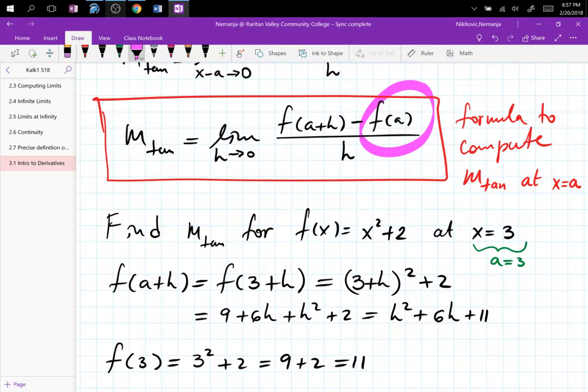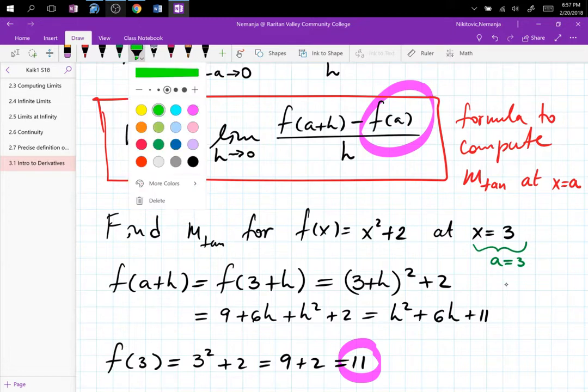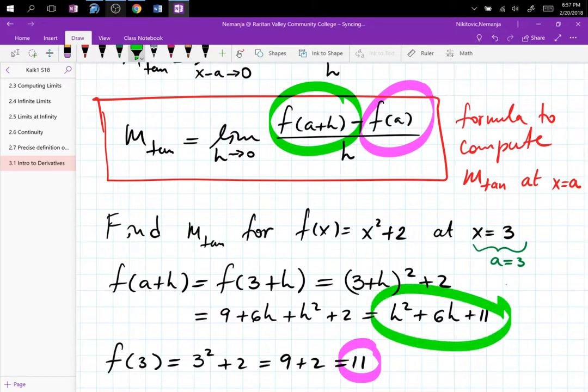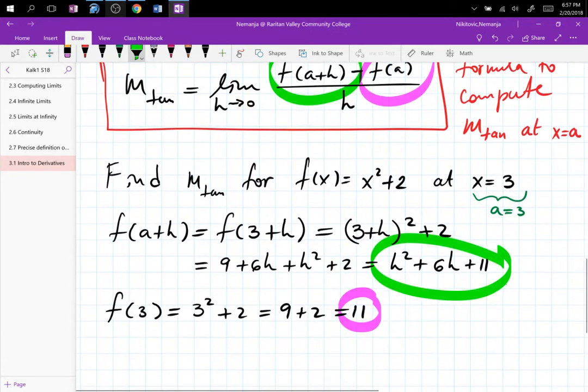So if you want me to color code it for a second, that's 11. And this part of the formula here is this, right? So I have two pieces of the formula that I need. I calculated both of those, and all I need to do now is to plug everything in.